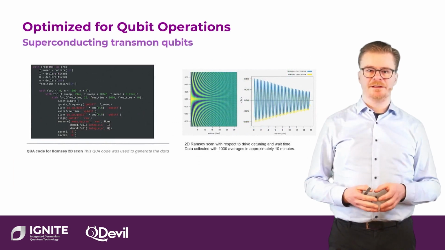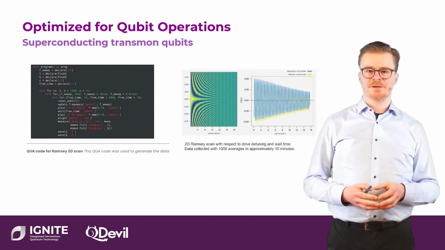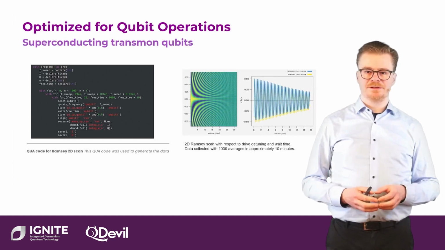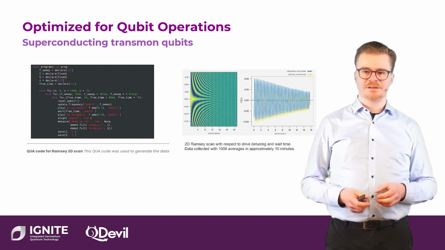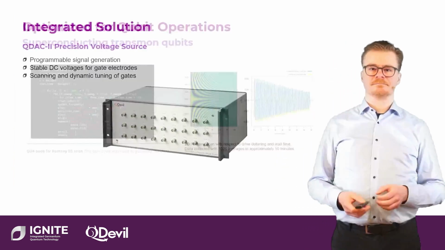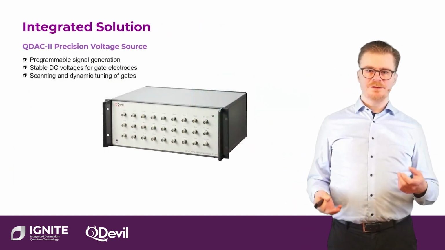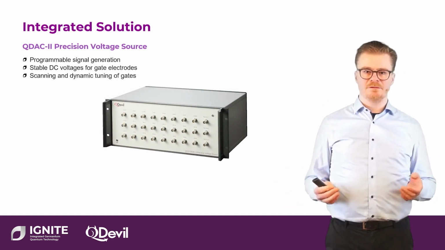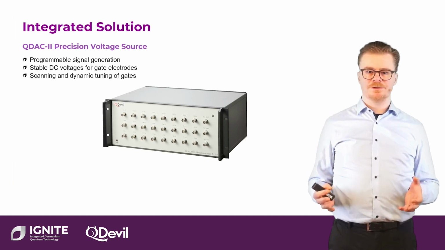We have an example here for superconducting transmon qubits, writing a script again that does a full 2D rapid scan with 1,000 averages in approximately 10 minutes. That's one thing we do. The other thing in this integrated solution is to take the QDevil QDAC2 precision voltage source instrument.